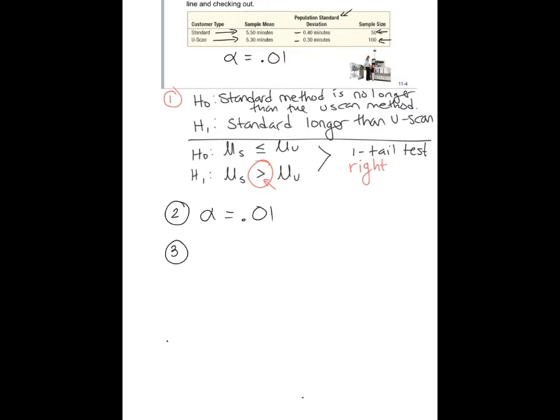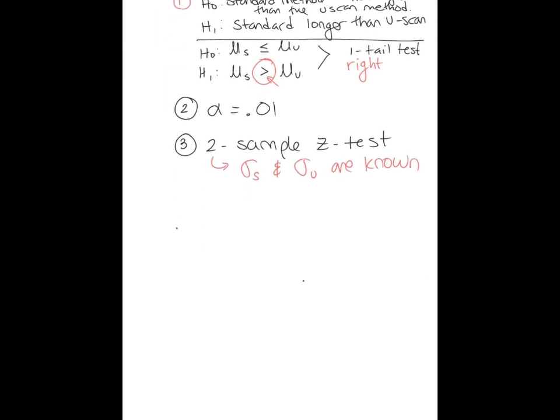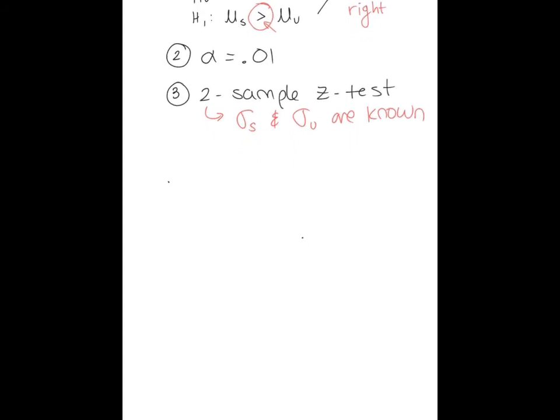Step 3. What we're doing here is we have some interesting information. So we're doing a two-sample z-test. And why are we doing the two-sample z-test rather than t-test? Well, it's because if you look up here, you'll notice that the population standard deviation for both is given. So we'll say sigma 1, or let's write it in the context of the problem, sigma standard method and sigma UScan method are known.